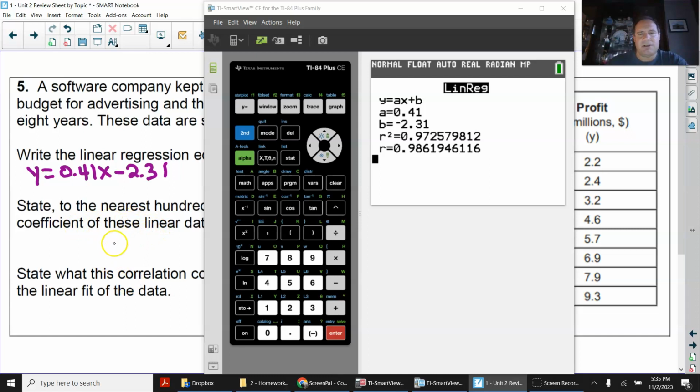State to the nearest hundredth the correlation coefficient. So I'm going to put r equals. When you state correlation coefficient, make sure you put the r. 0.9, and I'm not going to put 8 because the next number is a 6. I'm going to put 9.